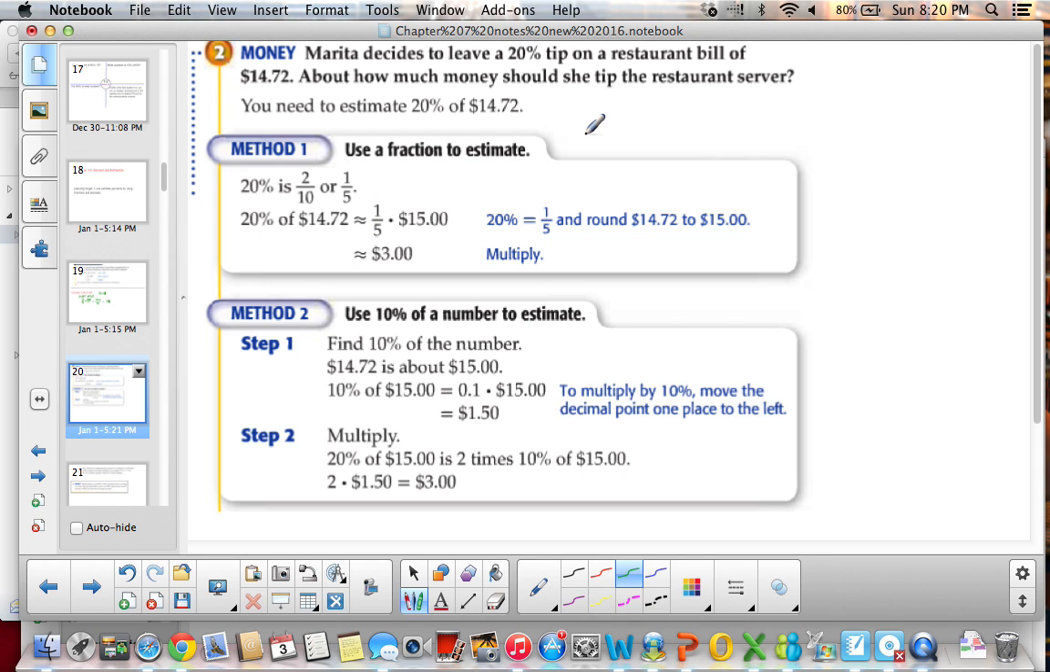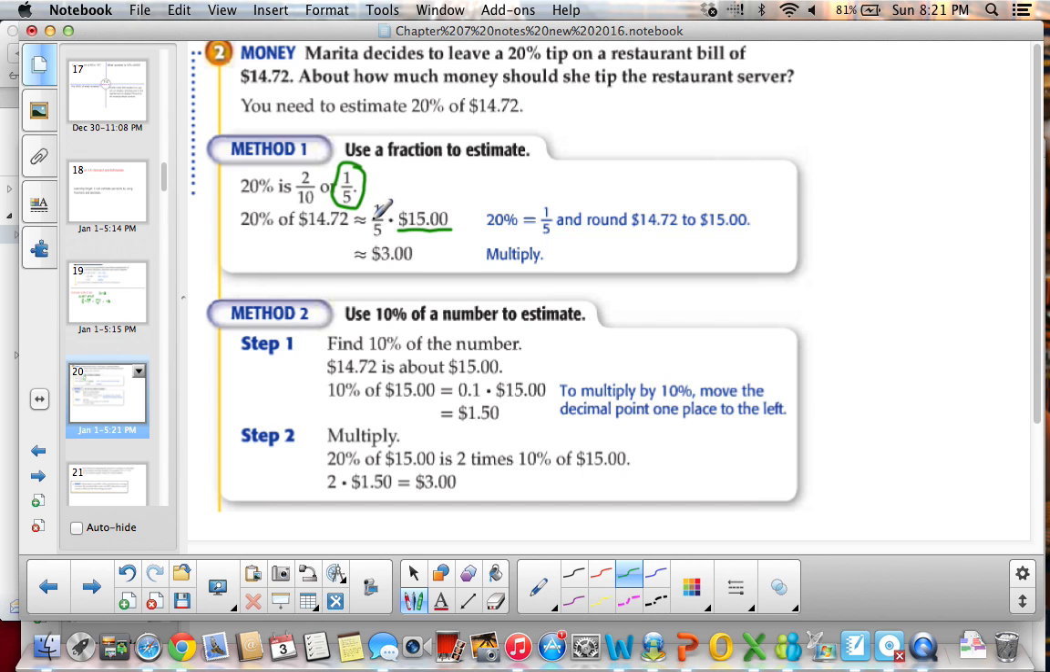Marita decides to leave a 20% tip on a restaurant bill of $14.72. About how much money should she tip the restaurant server? So we need to estimate 20% of $14.72. So we know that $14.72 is really close to $15. So we're going to change that to $15. And we also know that we can write 20% as, remember, 20% is 20 over 100, which is 2/10, which simplifies down to 1/5.